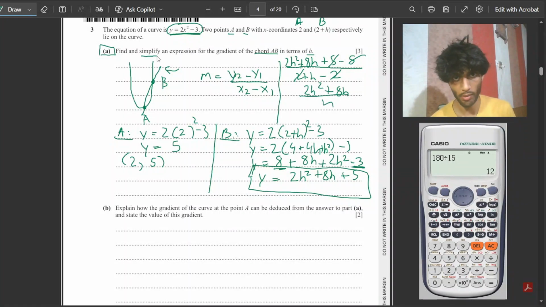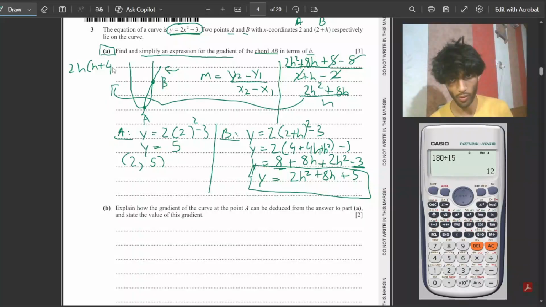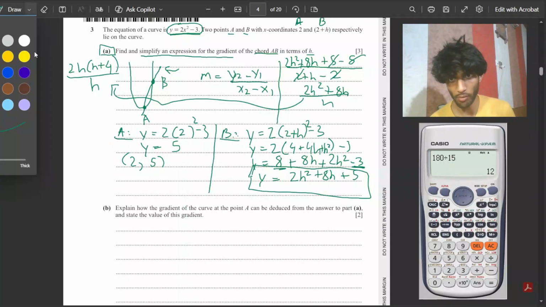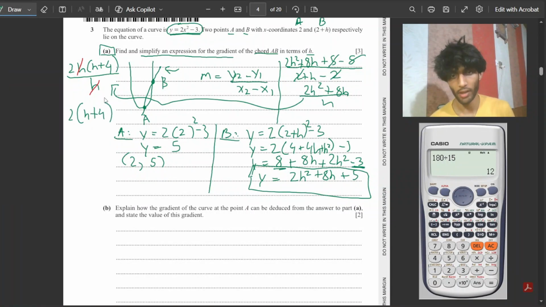Now, remember, the question says simplify an expression for the gradient. So I can still simplify this further. There is something I can do over here. I can factor out an h in the numerator. So in both terms, I can factor out an h as well as a 2. So let's factor out a 2 as well as an h. So I get 2h times h plus 4 over h. Okay? Yeah, I believe that's correct. And you can still simplify this. If you notice, this h cancels out with this h. So therefore, you're going to be left with 2 times h plus 4. This is the simplified version of the expression of the gradient that we're going to get.